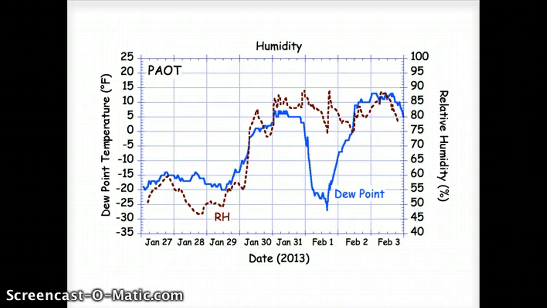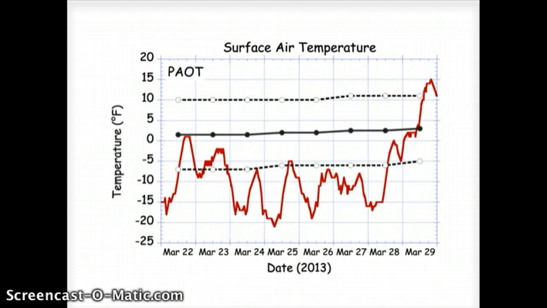The relative humidity stayed steady for the first part of the week, and where there was a decrease in the dew point temperature, there was an increase in the relative humidity. Towards the end of the week, both the dew point and relative humidity hold similar patterns on February 2nd through the 3rd. Next, we're going to go to the surface air temperatures for March 22nd through March 29th.